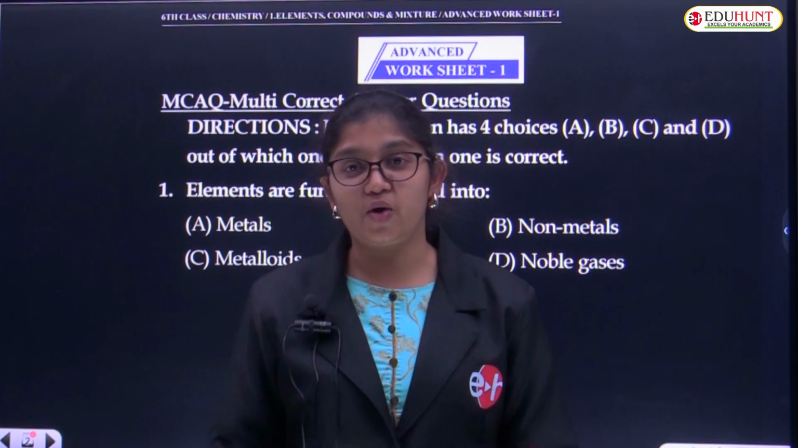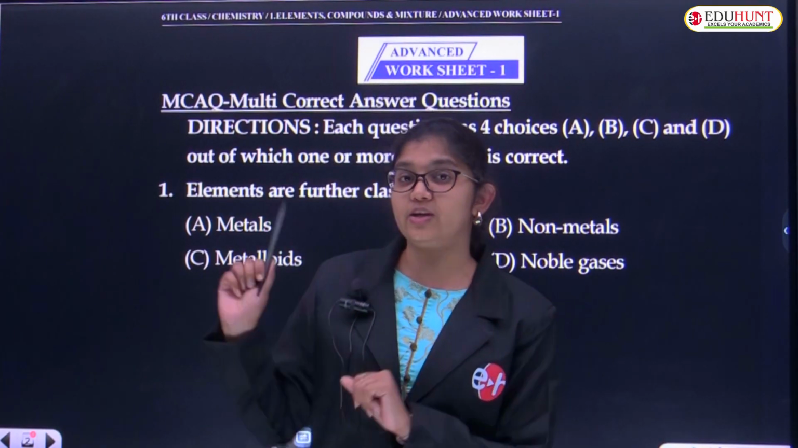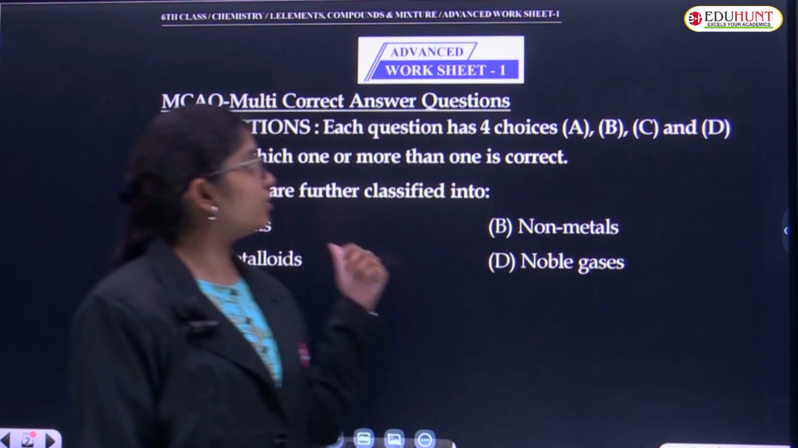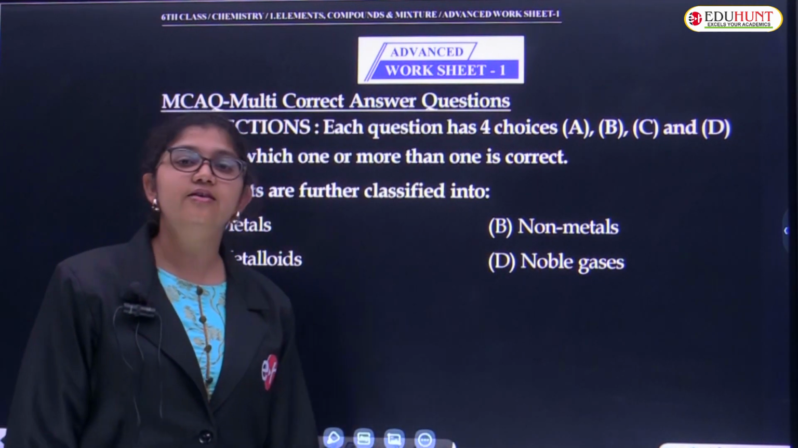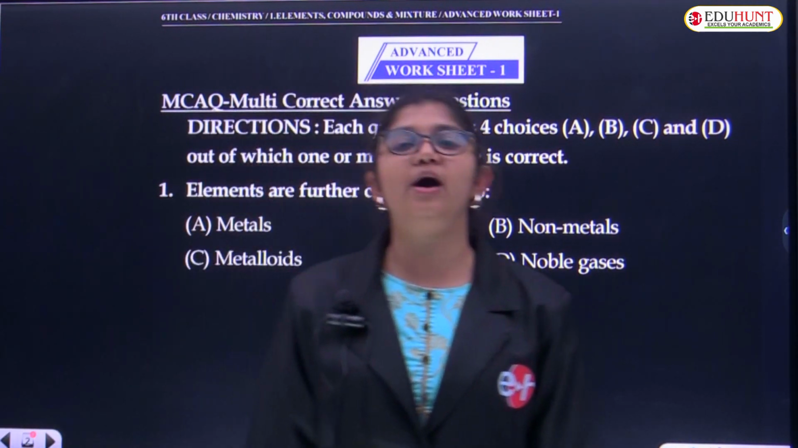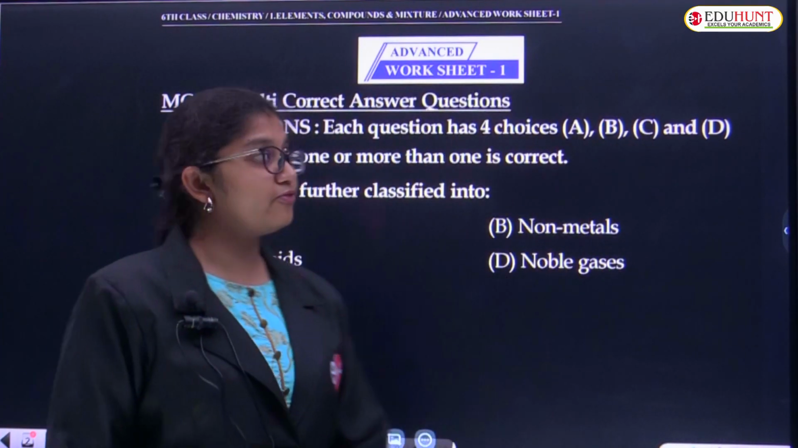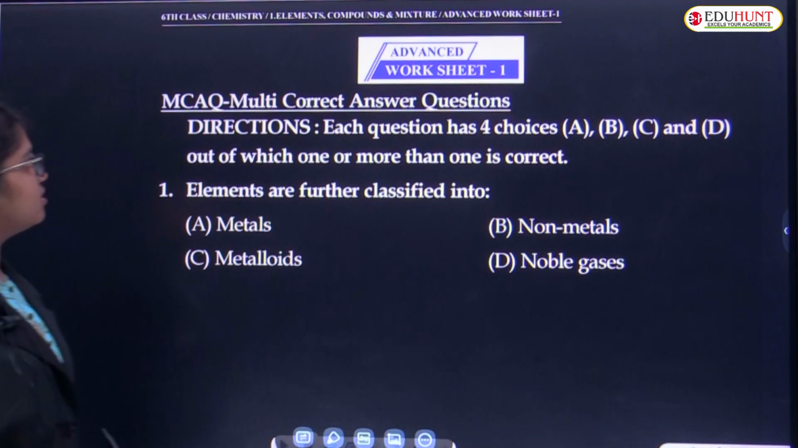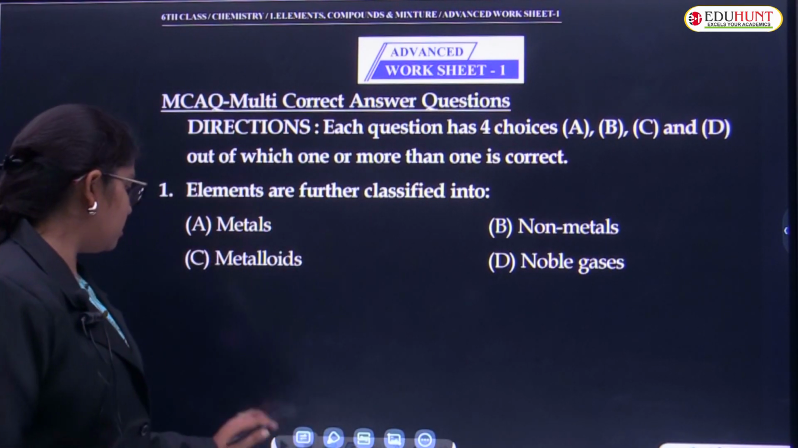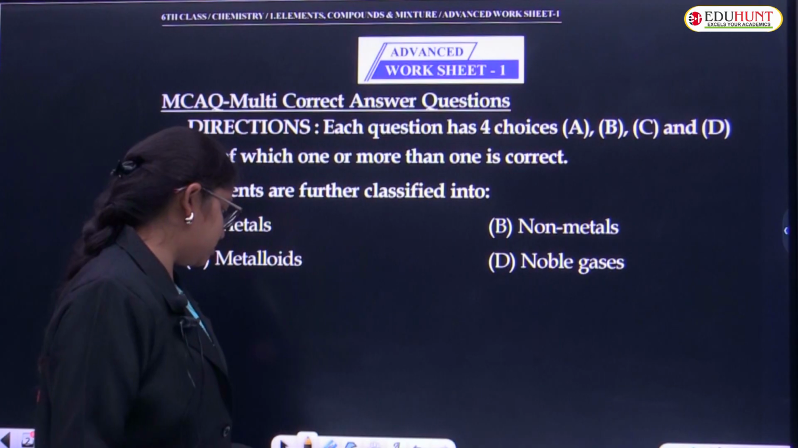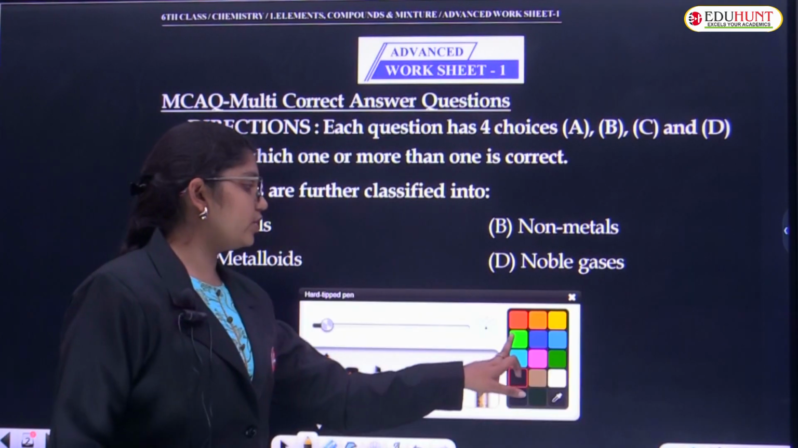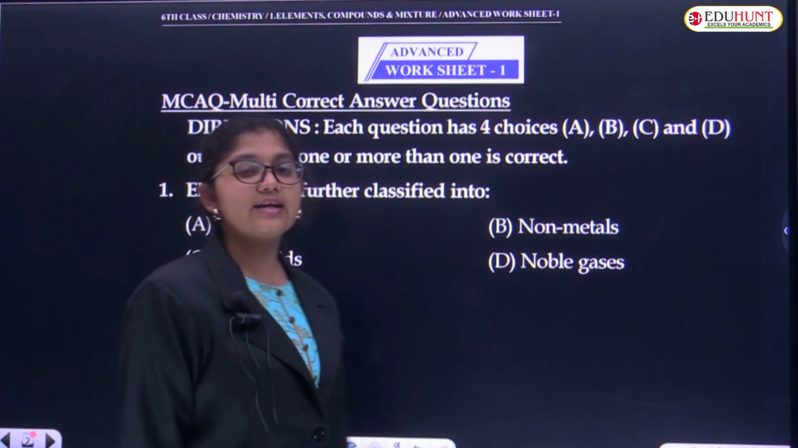Today we are going to solve the exam models of advanced, okay? So today we are going to solve all the advanced worksheets right from the topic elements, compounds and mixtures, okay? And here we are going to solve one by one, with the first column being multi-correct answer questions, okay? We are going to solve the first multi-correct answer questions.